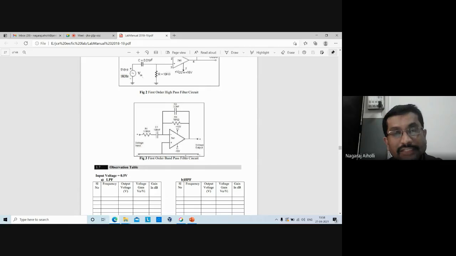What is the meaning of passing? The output signal is equal to the input signal. Okay, that is the meaning of passing the signal from input to output. That is, the output is equal to the input.